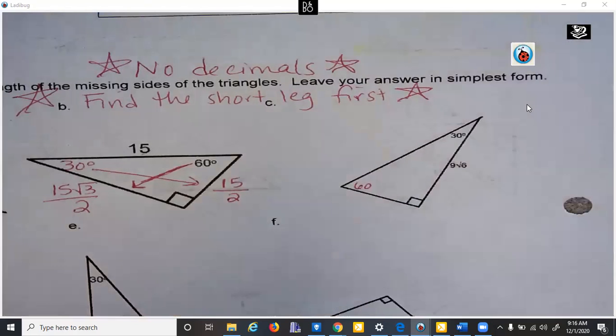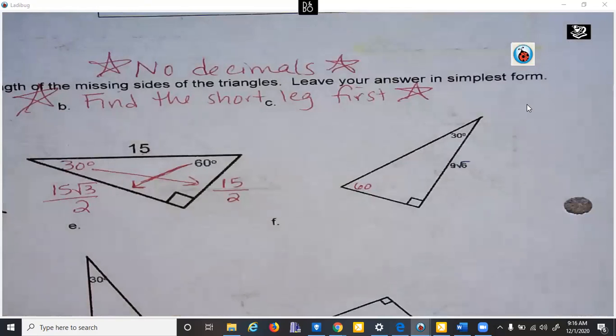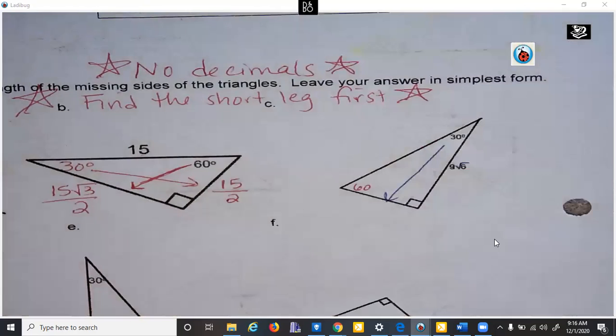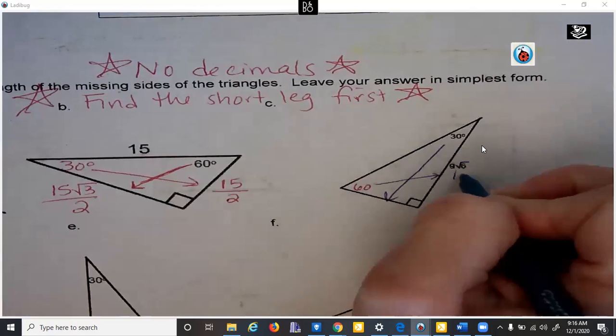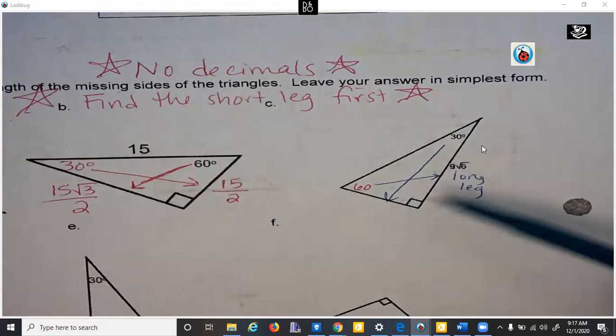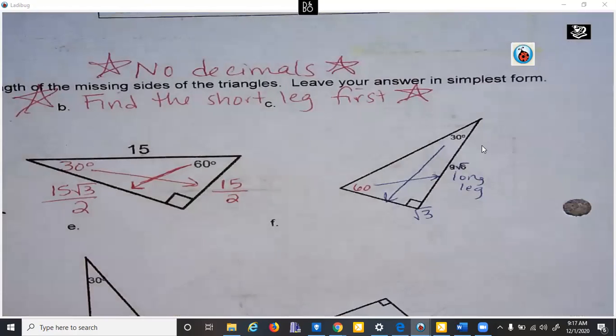All right, what side do I want you to find first? The short leg. You need to find the short leg first. What have they given you? Which side have they given you? The long leg. Very good. So the long leg and the short leg are related by the square root of 3.